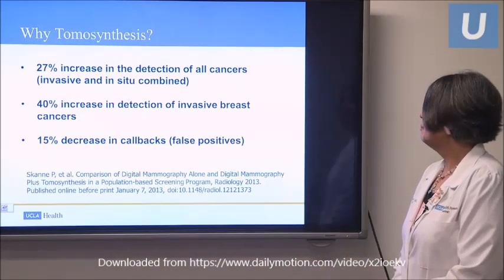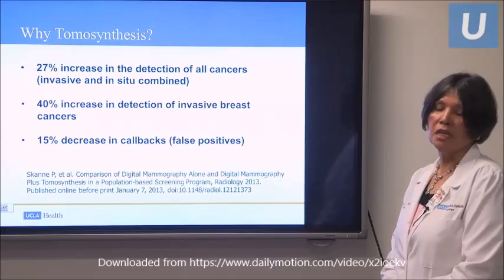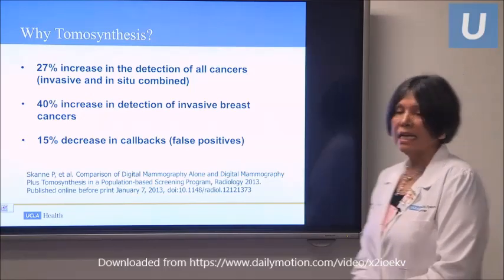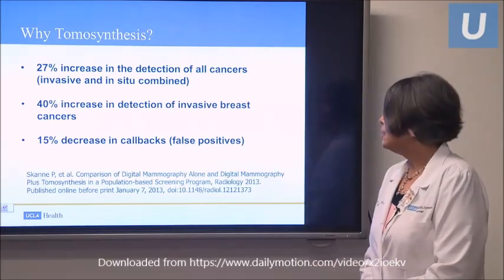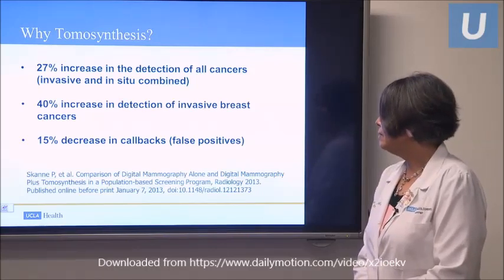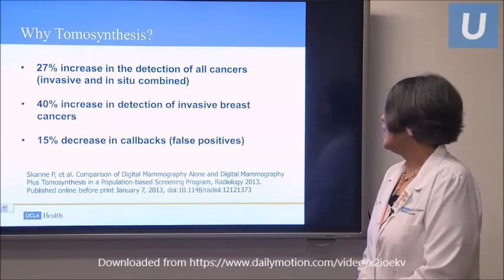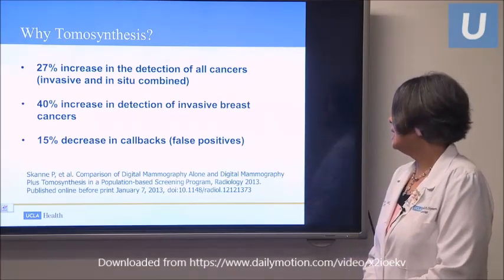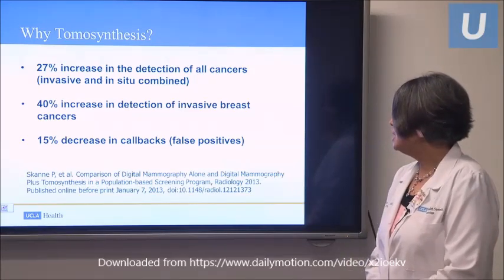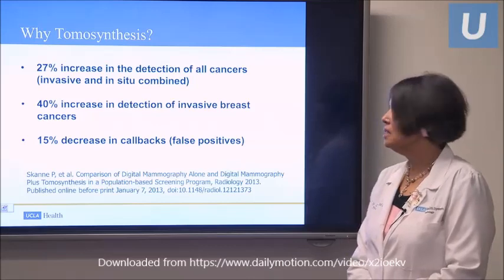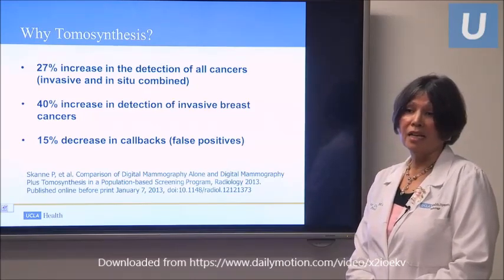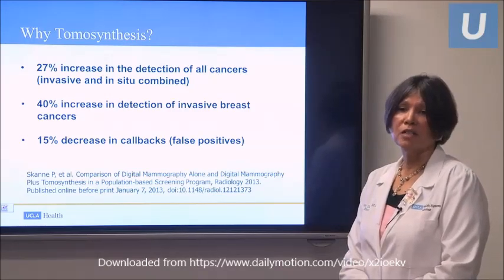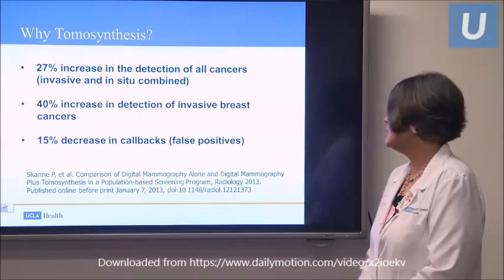So tomosynthesis, we do know through some of the recently reported data, they've had tomosynthesis in Connecticut and at other sites much longer, and so there is a lot of data that comes out of that area. Dr. Rachel Brem did a lot of work. 27% was an increase in detection of all cancers, invasive as well as in situ. We also had a 40% increase in detection of invasive breast cancers using tomosynthesis. And because we can actually see in 3 dimensions, we can reduce callbacks by 10% when we use tomosynthesis.